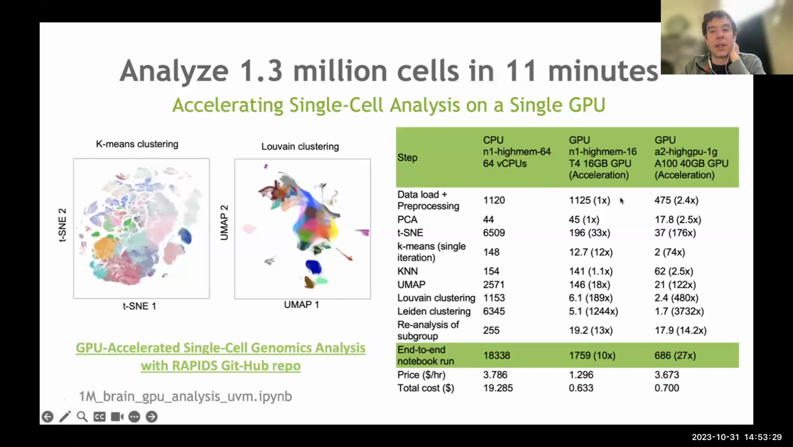Obviously, loading all the data does take time, so you don't see the most speedups there. But as soon as you get into the clustering, we're seeing 3000x faster running on a GPU versus a CPU with Louvain clustering. Overall the pipeline is 27 times faster if you run it on an A100 GPU versus using 64 CPU cores. If anyone's doing this, I highly recommend checking it out.